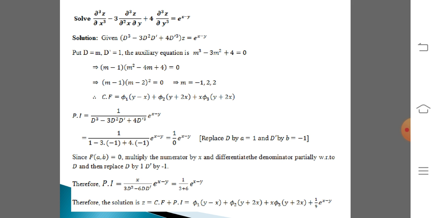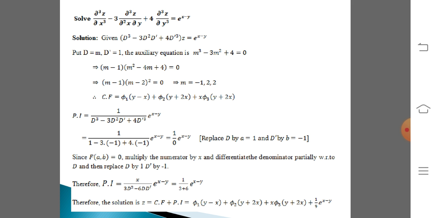Solve dou cube z by dou x cube minus 3 dou cube z by dou square x dou y plus 4 dou cube z by dou y cube equal to e power x minus y. So here instead of D dash, you are given dou by dou x, dou by dou y, etc. Therefore, if you take D equal to dou by dou x and D dash equal to dou by dou y, the given PDE takes the form (D cube minus 3 D square D dash plus 4 D dash cube) of z equal to e power x minus y.